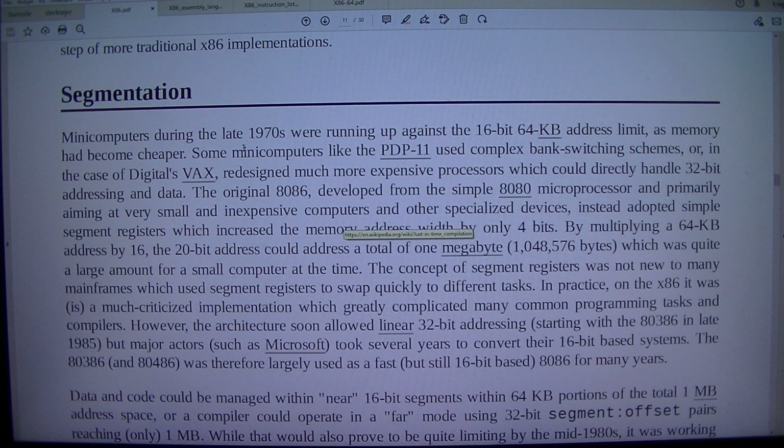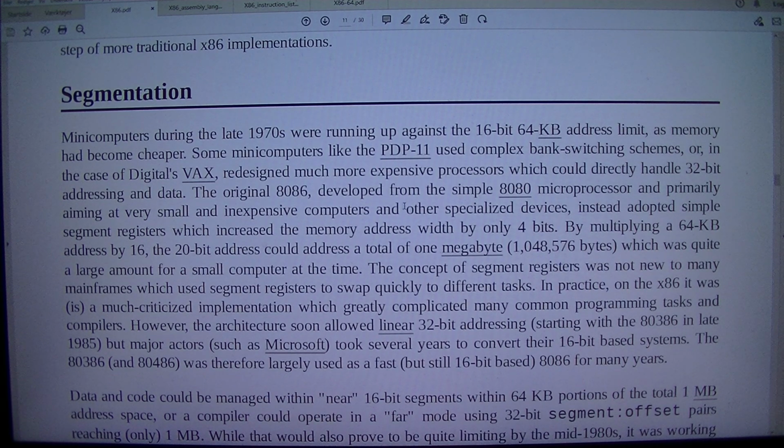Segmentation. Minicomputers during the late 1970s were running up against the 16-bit 64 KB address limit, as memory had become cheaper. Some minicomputers like the PDP-11 used complex bank switching schemes, or, in the case of Digital's VAX, redesigned much more expensive processors which could directly handle 32-bit addressing and data.